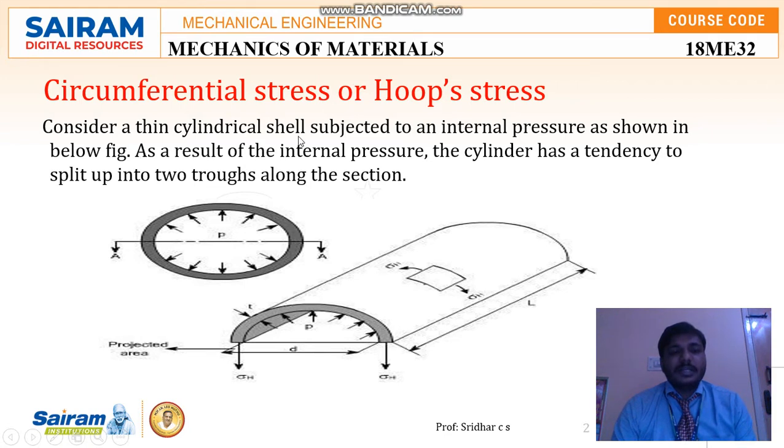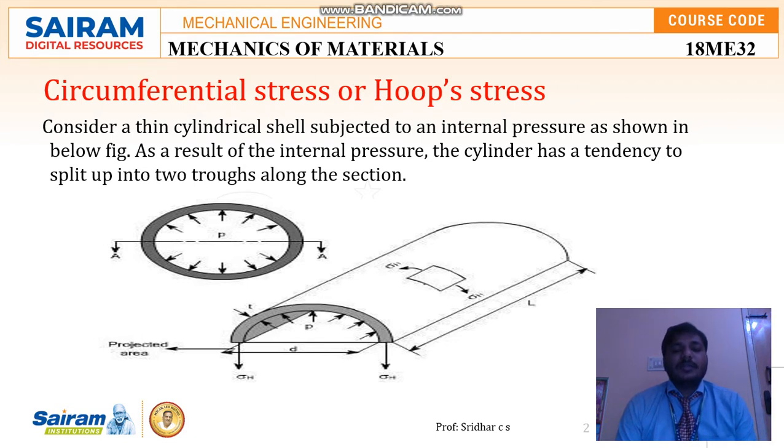Consider a thin cylindrical shell subjected to an internal pressure, as shown in this figure. This is a closed vessel, and we have just taken a sectional view. This is a front view and this is a top view of the cylindrical shell, which is subjected to internal pressure. How is the internal pressure created? Whenever we compress or fill any closed vessel, internal pressure is automatically created, because we are not applying any load externally on the cylinder. The compression or filling with liquid, gas or anything else inside the cylinder exerts an internal pressure.